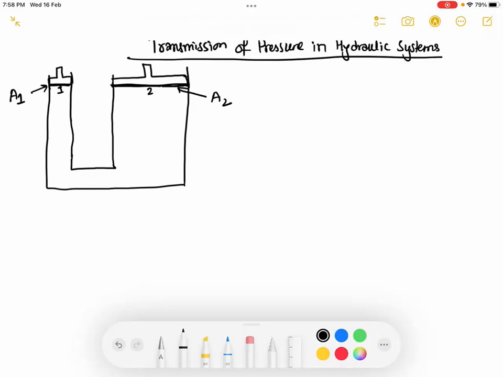If you think about the equation of the pressure, which is pressure is equal to force divided by area, you can clearly see that the force that is experienced in area 2 will be higher, if the pressure is equal.